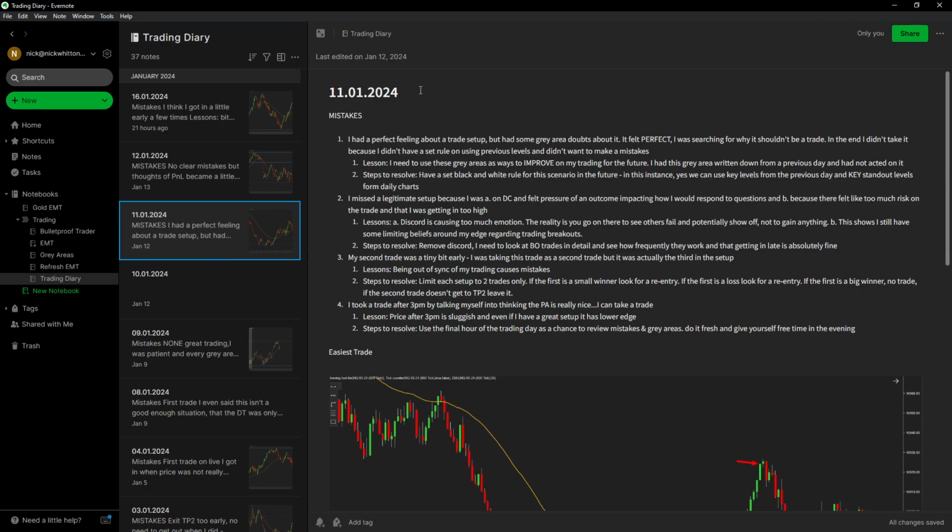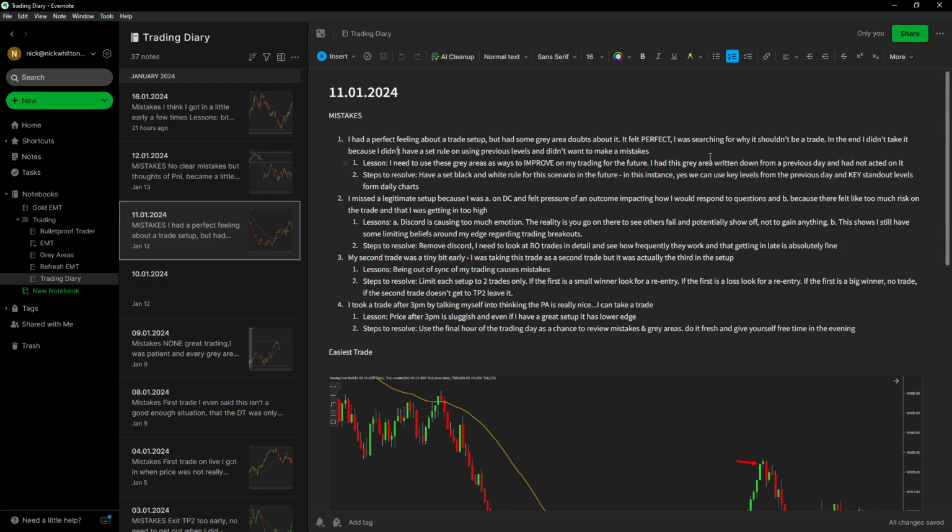So here we go. So January 11th, this was a big mistake day for me. I had quite a big losing day on this day where I missed a really good trade, then I took some bad ones. So mistake one, I had a perfect feeling about a trade setup, but had some gray area doubts about it. It felt perfect. I was searching for why it shouldn't be a trade. In the end, I didn't take it because I didn't have a set rule on using previous levels and I didn't want to make mistakes. Okay, I actually did the right thing.